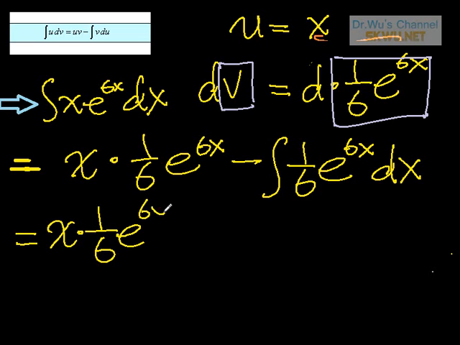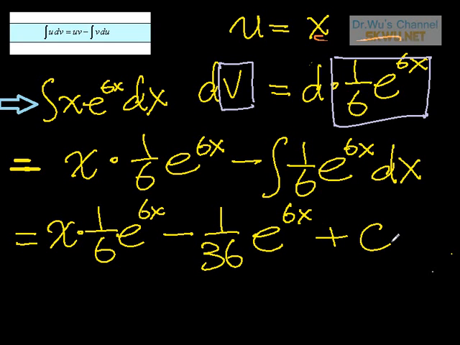So we keep the first part the same. What is the answer for the second part? The second part is not that difficult, right? Because it is just 1 over 36 e to the power 6x plus a constant c. So that is the answer for the original complicated question.